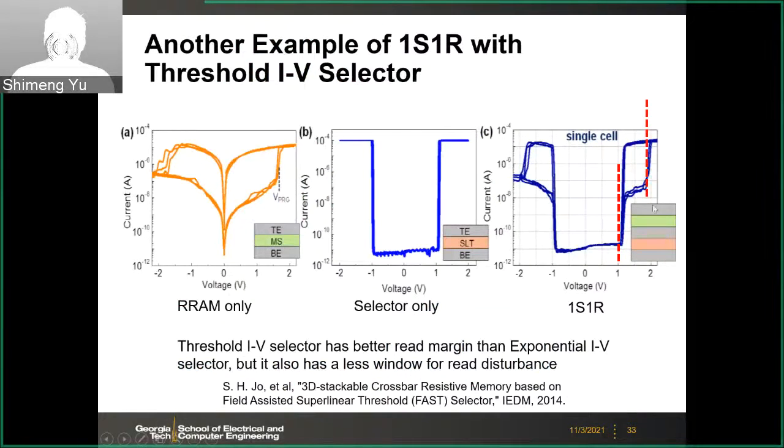So here is another example. This one is more like an ideal switch. You see the I-V is very abrupt for this selector, around the threshold voltage. In this case, the I-V has an abrupt increase and decrease. So if you combine the 1S1R, then the final I-V will look like the plot on the right. In this case, it's more perfect.